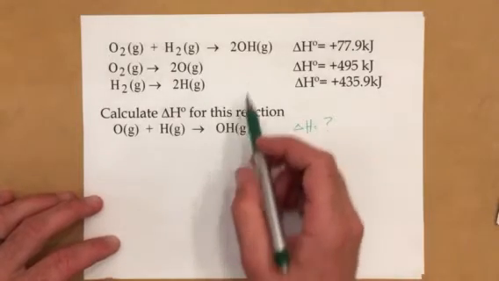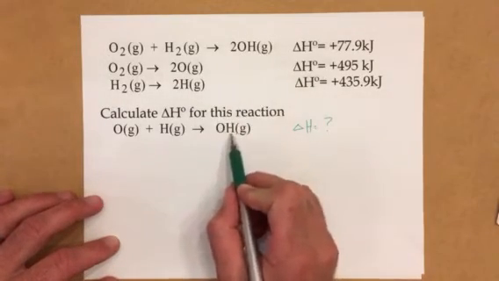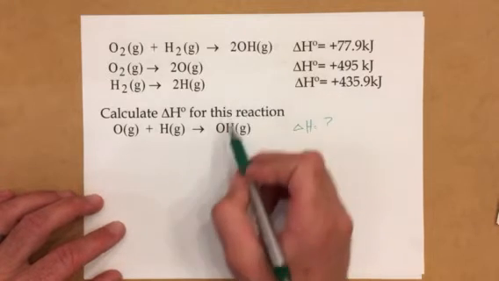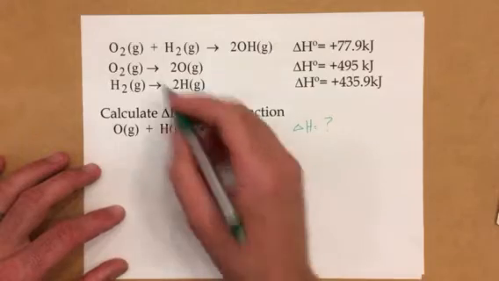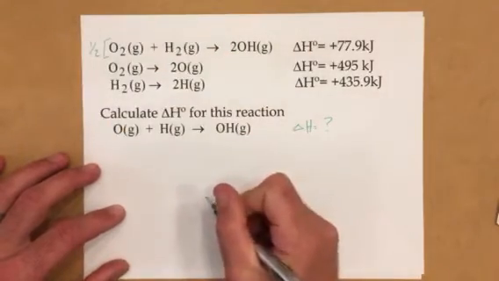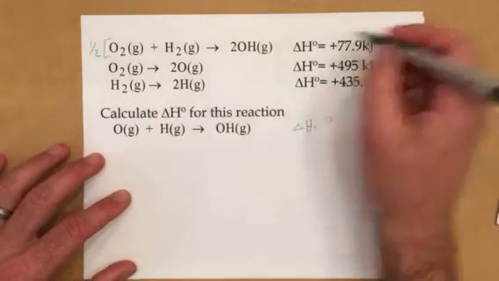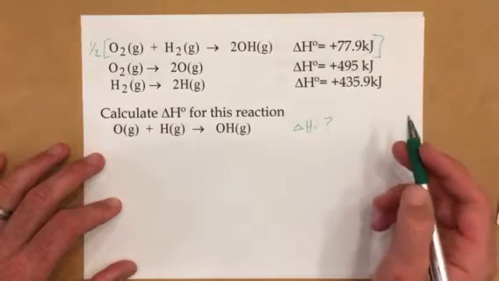So first thing, I see the OH right here on the product side, and right here we want to have it on the product side, so that's on the correct side. But right here the coefficient's a 2, we want the coefficient to be a 1. So this whole reaction needs to be multiplied by 1/2. We need to cut all the coefficients in half. And when you do that, you're also going to multiply the enthalpy change by 1/2.